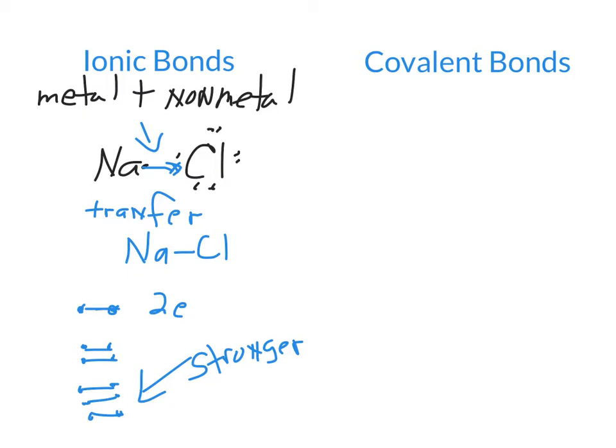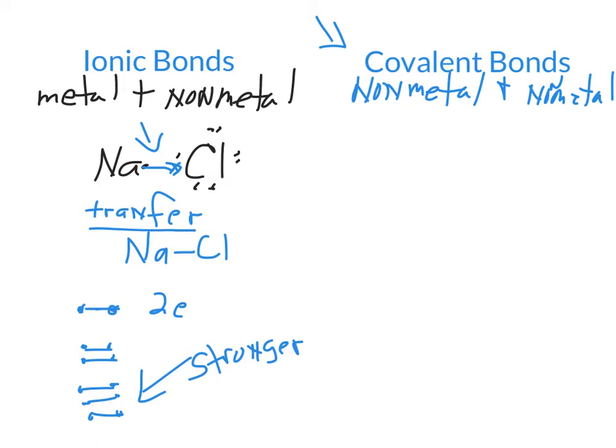All right, so now for covalent bonds, remember it's a nonmetal with a nonmetal. And that's what we're going to be doing this week. We're going to be working with these, and I'm going to show you how to name those. But just to refresh your memory, ionic bonds transfer electrons. The covalent bonds share electrons.